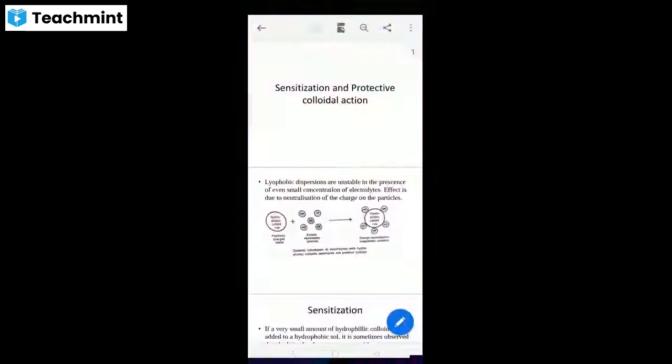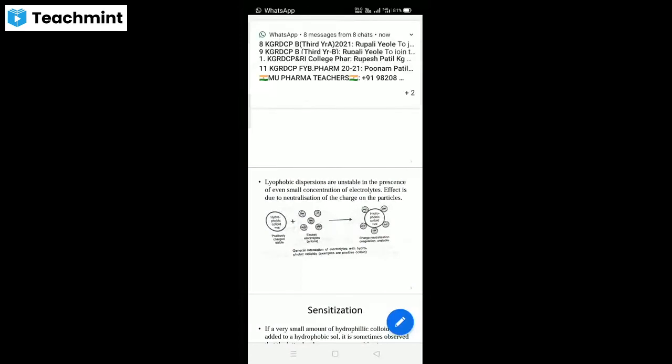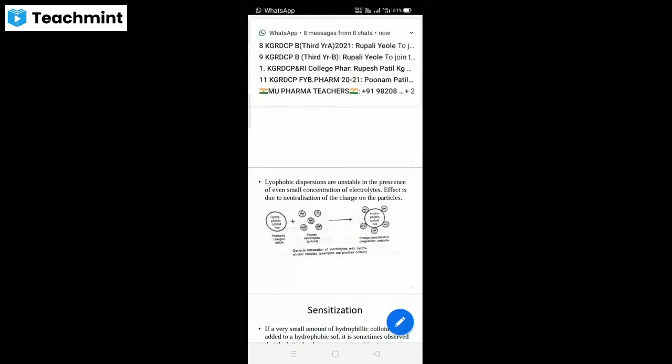As you can see over here, this is the last portion of our chapter, which we can call the protective action of colloid. We have learned about the lyophilic colloid and lyophobic colloid. Everybody knows the difference between these two.